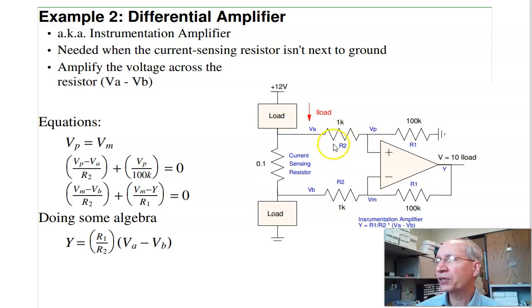At V plus, current left and right add to 0. At V minus, current left and right add to 0. Gives you 3 equations, 3 unknowns. Do some algebra. I get the equation for an instrumentation amplifier. By amplifying the difference between the two, in this case times 100, I get 100 milliamps gives you 1 volt, or the voltage is 10 times the current.